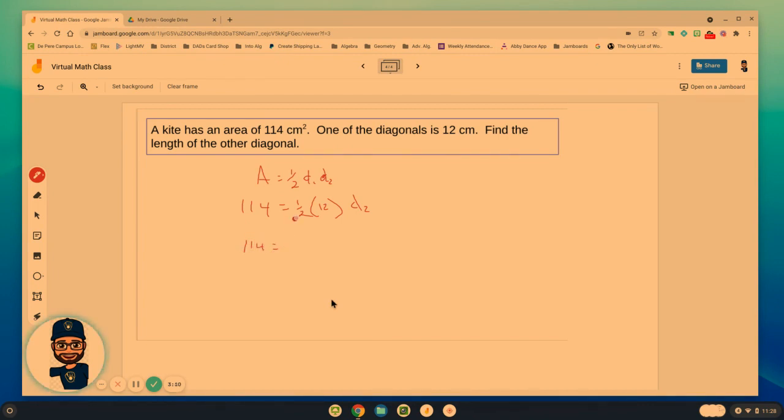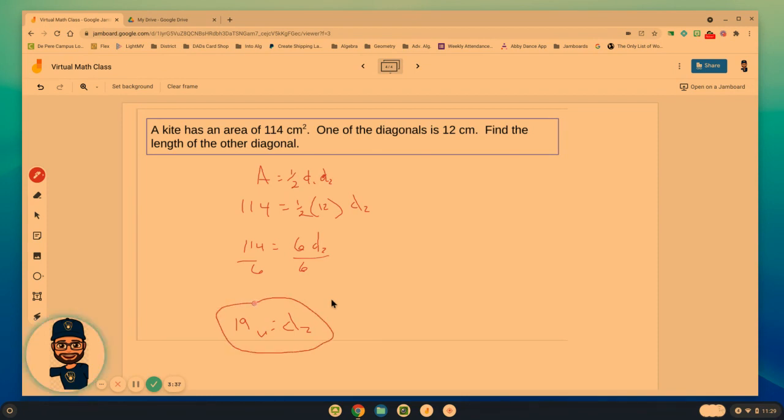114 equals 1/2 of 12, which is 6, times the other diagonal, which means we divide by 6 on both sides. And our second diagonal is equal to whatever 114 divided by 6 is, and that should be 19. So 19 units for that second diagonal.